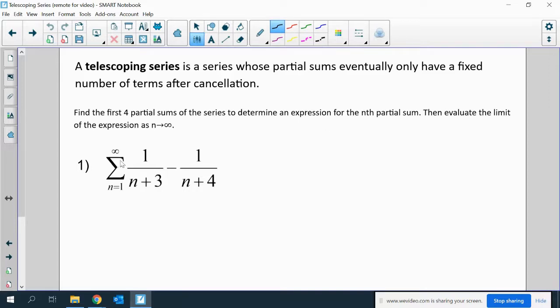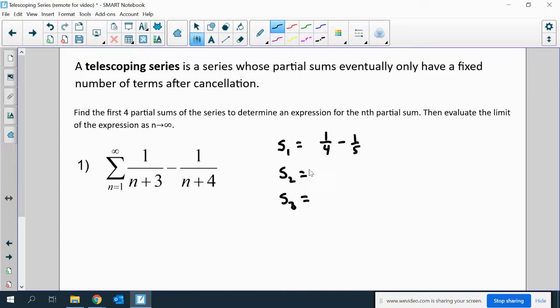evaluate the limit of this as we go to infinity, but we're going to take some partial sums. Partial sums are just what happens if I only plug in the first term, or only plug in the first and the second term, or only plug in the first, second, and third numbers for n in this case. So if I'm looking at this, I would have n plus 3 and n plus 4. So this first one would be 1/4 minus 1/5.